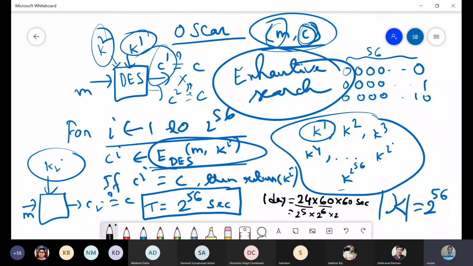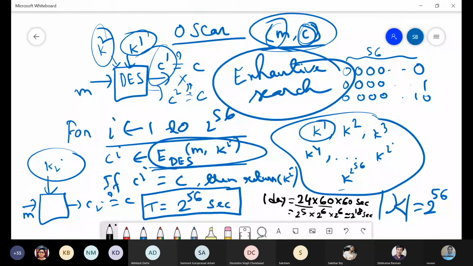So how much is total? 2 to the power 17. Yeah, we can take 2 to the power 18 also, no issue. So this is 2 to the power 18 seconds, 1 day.